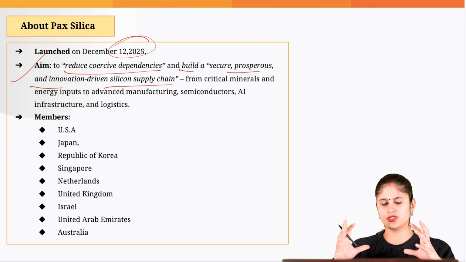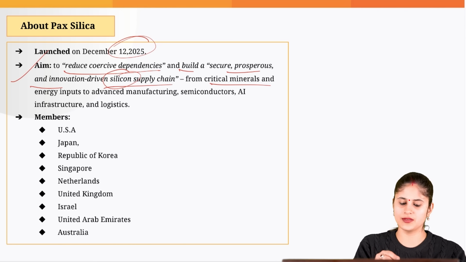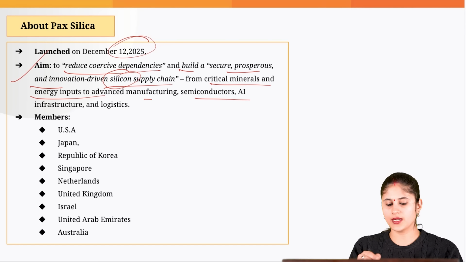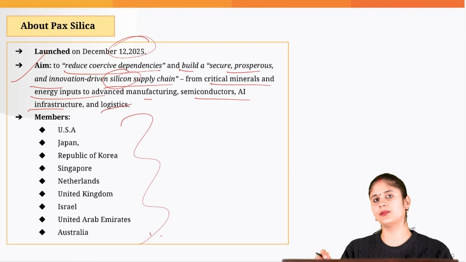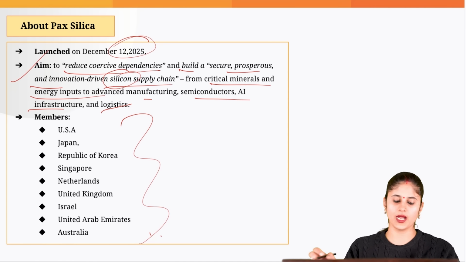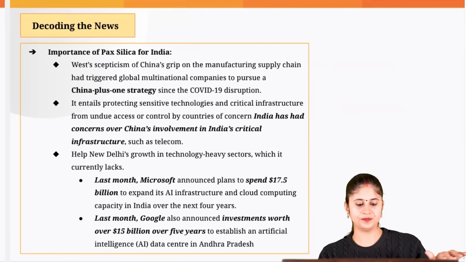It would not just be restricted to the silicon supply chain, it would be covering various elements like critical minerals, energy inputs, semiconductors, AI, infrastructure, logistics, and these are its members. Okay, except India, which is a Quad member. Other Quad members, as you can see, USA, Japan and Australia, you will find them.